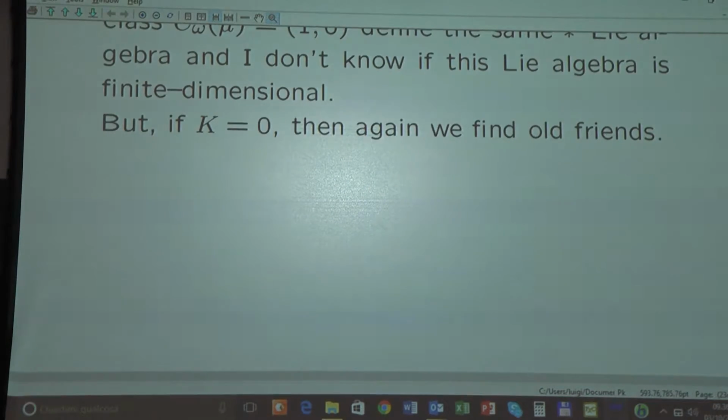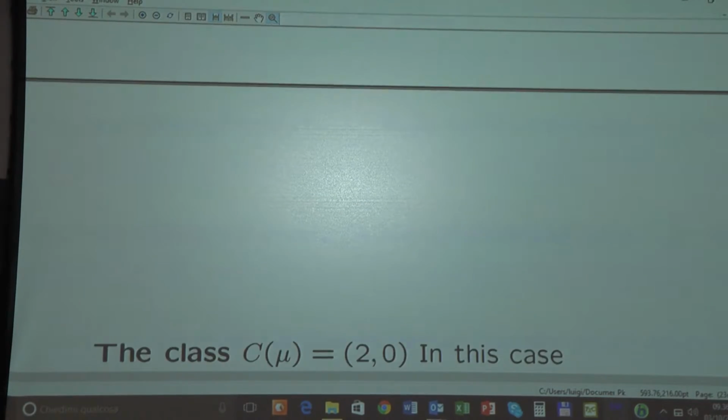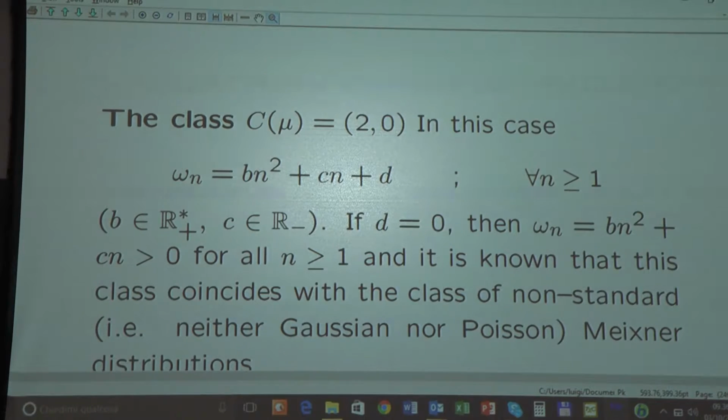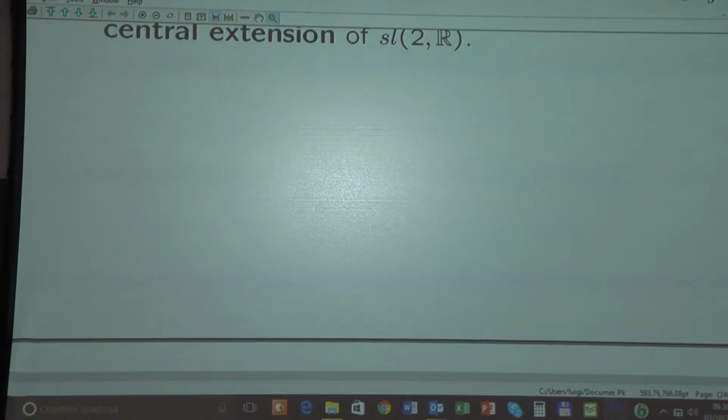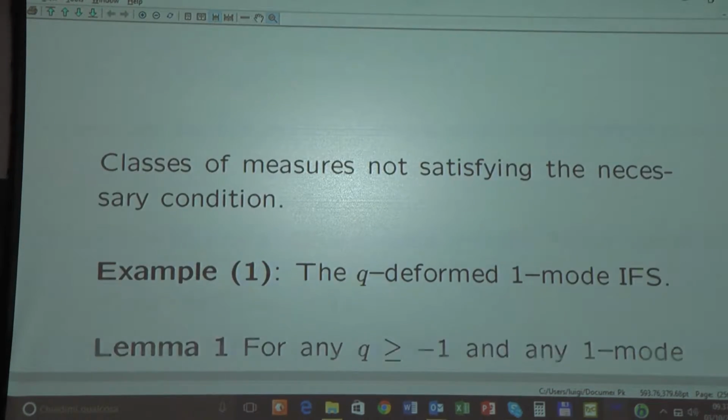What is the Lie algebra corresponding to the Meixner law? In the case (1, 0), we have the Heisenberg algebra. In the case (2, 0), we have SL(2,R). The algebra of the Meixner law was introduced in another paper with Volovich and Liu, where we introduced quadratic quantization. Quadratic quantization corresponds exactly to non-standard Meixner laws, okay? And in fact, it's a central extension of SL(2,R) because it's 4-dimensional, okay?